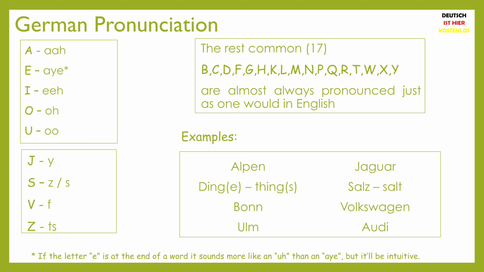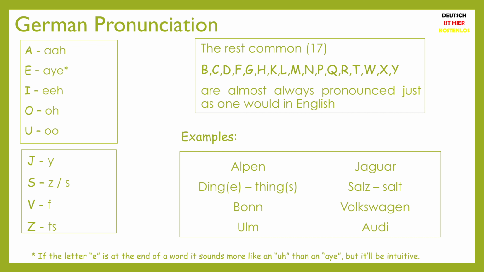In German, A will always be A, E will always be E, O will always be O, and U will always be U. J, S, V, and Z are 4 out of the remaining 25 letters that are pronounced differently than in English. The letter J is pronounced the same way as an English Y.